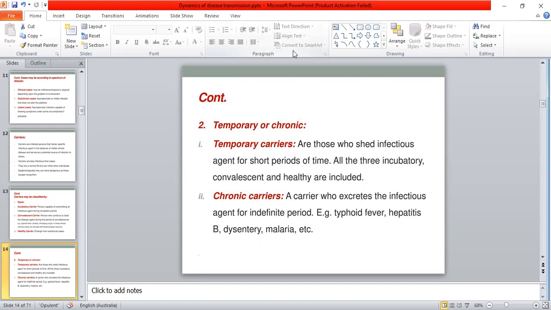On the basis of duration, carriers can be classified as temporary or chronic carriers. Temporary carriers are those who shed infectious agents for short periods of time. All three, incubatory, convalescent, and healthy, are included in temporary carriers. Chronic carriers are carriers who excrete the infectious agent for indefinite periods, for example, typhoid fever, hepatitis B, dysentery, malaria.